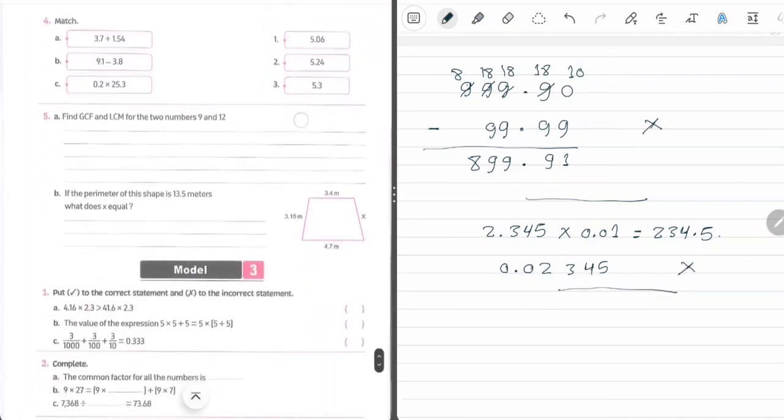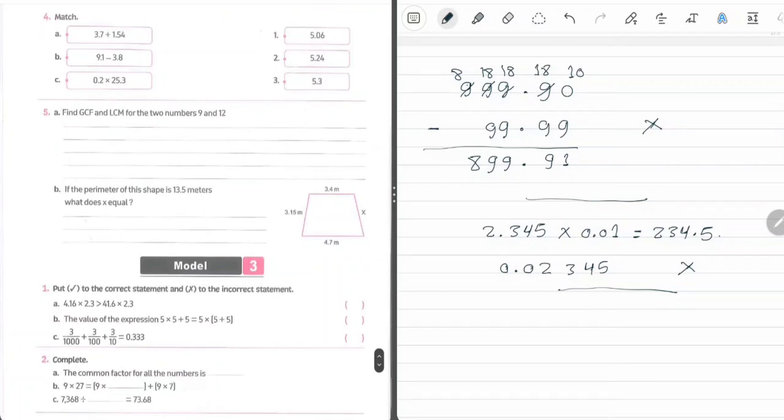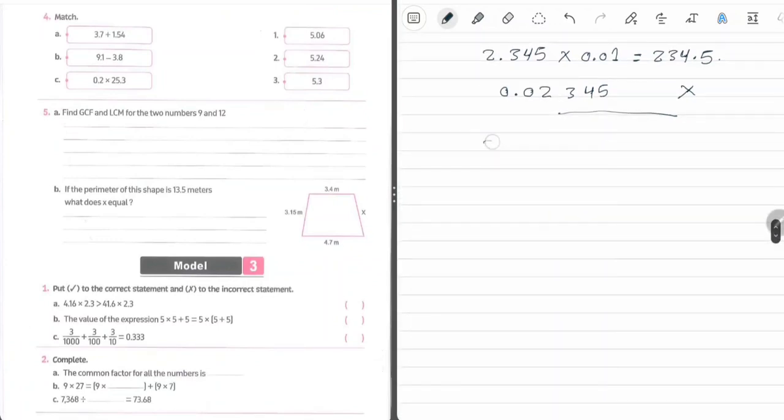And let's move to number 4. 3.7 plus 1.54 equals what number? Check this, we will add 0 plus 4, it will be 4. 7 plus 5, it will be 12, 2 and carry up 1. 1 plus 3 is 4. 4 plus 1 is 5. Your answer will be 5.24. It will be number 2.